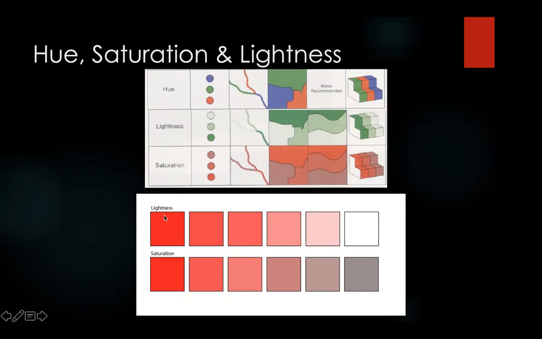Lightness is your darkest color to your lightest color. So red here is a really intense dark red that goes to pink and then eventually white. Saturation, on the other hand, starts with a really intense and vivid red and gets more and more muted until it's almost gray.